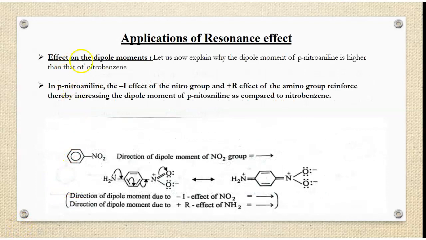So this is another example of the dipole moment related application. For example, if the question is asked why the dipole moment of para-nitroaniline is greater than that of nitrobenzene, the answer lies in the fact that in para-nitroaniline, the minus I effect of the nitro group and the plus R effect of the amino group are reinforcing each other. Can you see that?